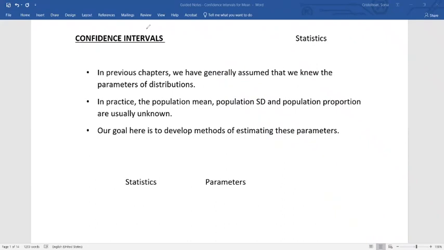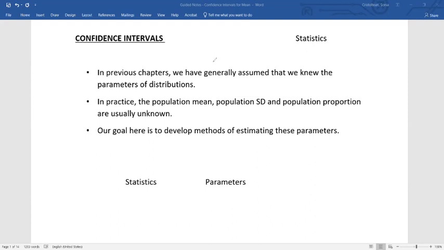Hello, in this video, we will talk about confidence intervals. This is actually an introduction to this topic since it's the first video in this chapter. So we will start with some definitions and some ideas, the process of constructing confidence intervals.